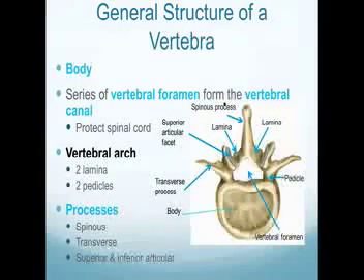We then have the transverse process. Once again, the transverse process is a bilateral process found on both sides of a vertebra, and it's generally the site of attachment for connective tissues and some muscles. And then we're going to see the superior and inferior articular facets. The superior and inferior articular facets are important in actually linking each of the vertebrae together.